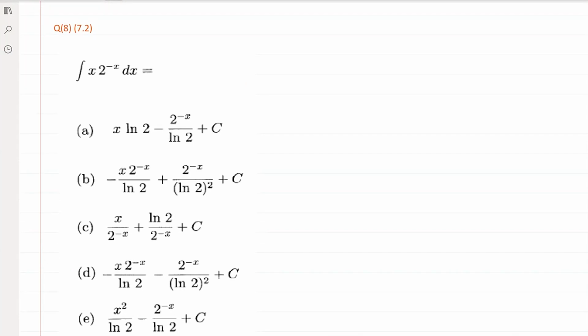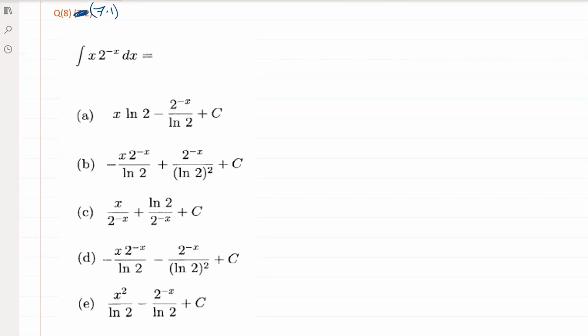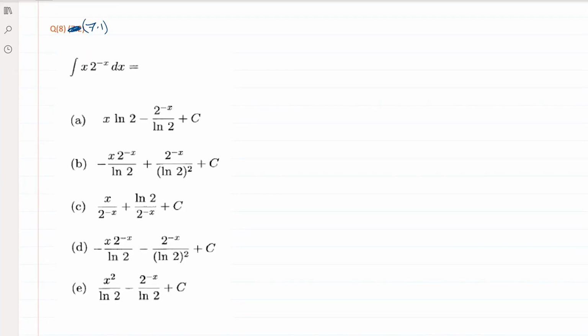Let me move to the next question, question 8. I think this one is also in 7.1. This question is also integration by substitution. Solve it, all of you. I will give you 3-4 minutes.